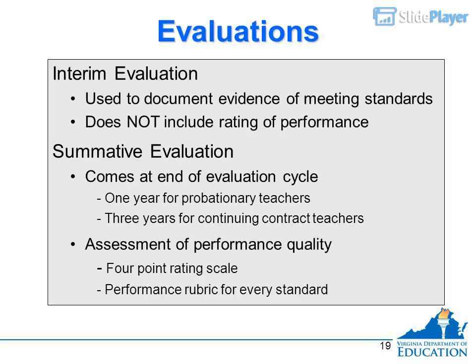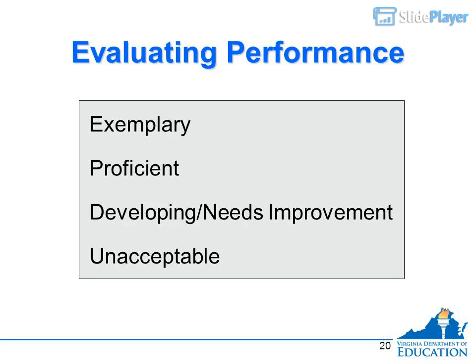19. Evaluating performance. Exemplary. Proficient. Developing/needs improvement. Unacceptable. The performance rubric is a behavioral summary scale that describes acceptable performance levels for each of the 7 teacher performance standards. It states the measure of performance expected of teachers and provides a general description of what a rating entails. 20. Sample performance appraisal rubric.